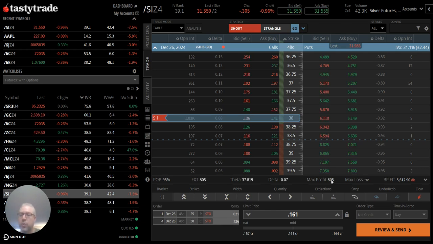The goal is not to collect the entire amount. It's up to you if you want to collect the entire amount. Tasty Trade said to close the trade at 50% profit. So if this is 400, close the trade. I aim to close it around 80%. So if this reaches like $200, I'll probably close the trade. That's it. You have a choice.